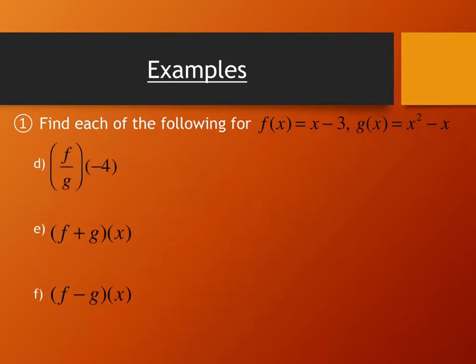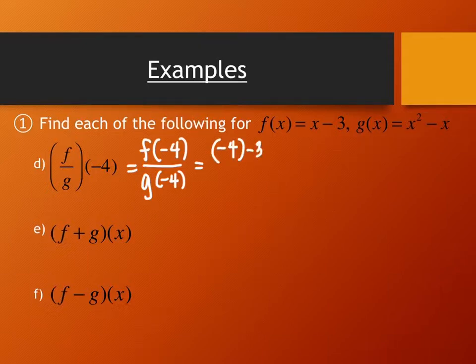Divide. Yes, it is. Ignore E and F for the moment. D is to divide. Notationally, again, this means I've got f of -4, because -4 is my value for x, divided by g of -4. So this is -4 minus 3 over -4 squared minus -4. What's my numerator? -7.